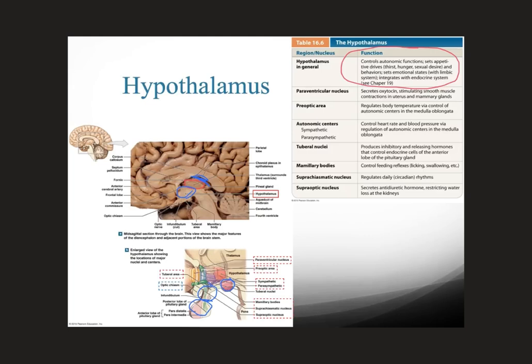I guess that's it for the hypothalamus, but I did highlight all the different structures that are linked to your hypothalamus, all the different nuclei, and their functions are all laid out in this table. But when you think about the hypothalamus, I want you to think about a lot of survival functions, like I mentioned previously. Heart rate, blood pressure, things like that. Things in general.